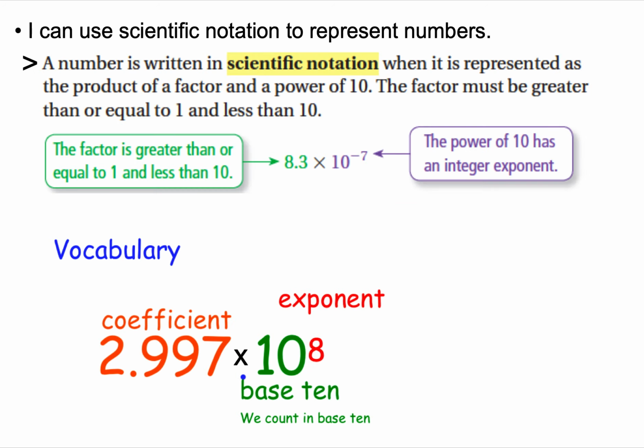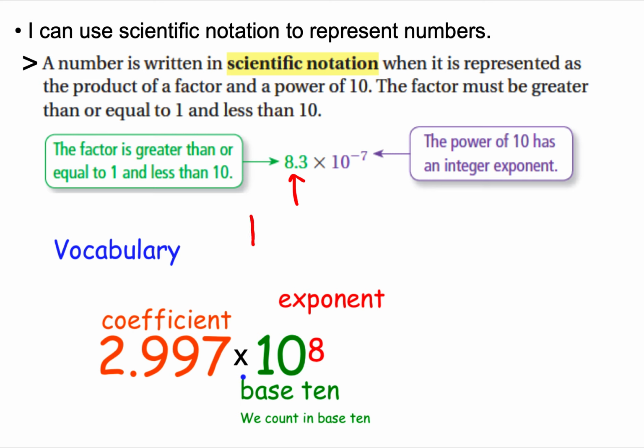Okay, I can use scientific notation to represent numbers. A number is written in scientific notation when it is represented as a product of a factor and a power of 10. The factor must be greater than or equal to 1 and less than 10. So this is the factor right here. That needs to be between 1 and 10.